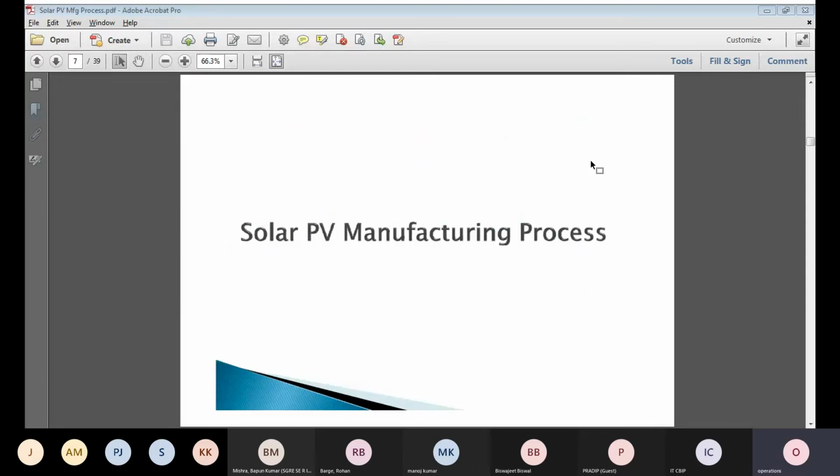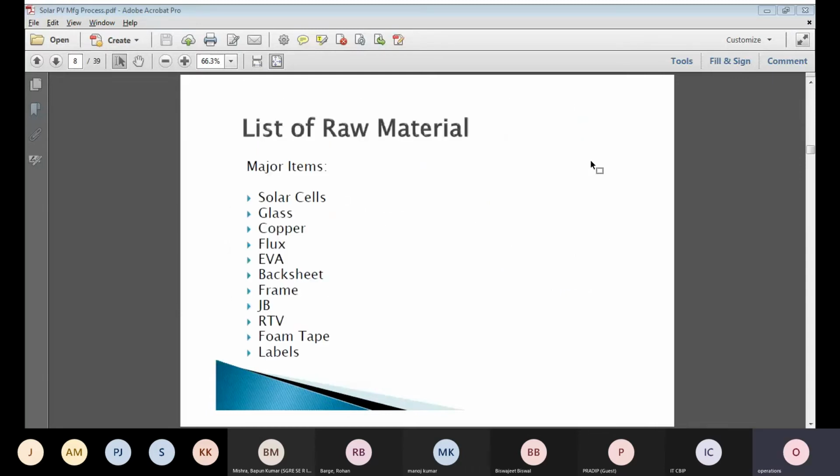So my topic now is the solar PV manufacturing process. Mainly, the list of raw materials, the BOM. Actually, solar PV manufacturing is an assembly process, not a manufacturing process, because we bring all the raw materials from outside and assemble them as per customer requirement, and provide a 25 years warranty, which is the industry standard warranty.